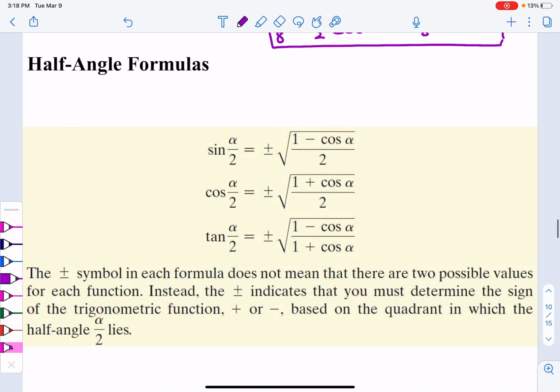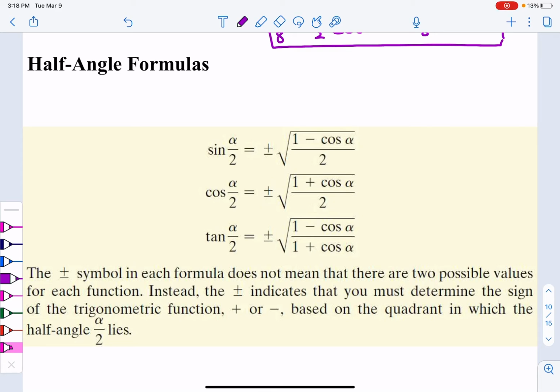The next piece we're going to look at is those half angle formulas. And as I mentioned, it's in that top right-hand corner of that yellow paper, that formula sheet, the trig cheat sheet. So that tells us we have the sine of alpha divided by 2 is equal to plus or minus the square root of 1 minus cosine of alpha divided by 2. Our cosine of alpha divided by 2 is equal to plus or minus the square root of 1 plus cosine of alpha divided by 2.